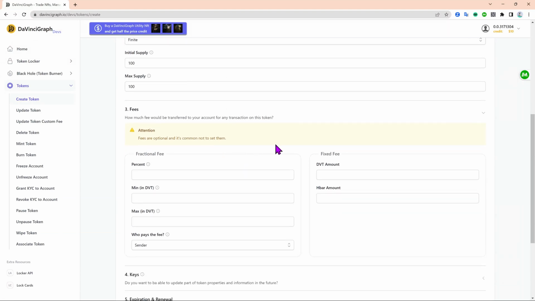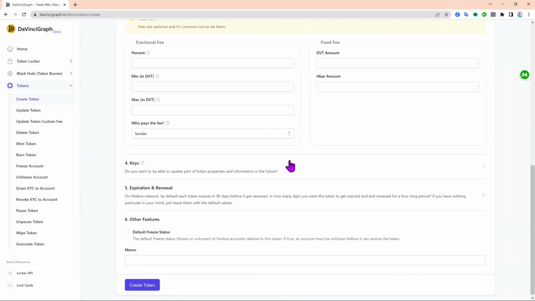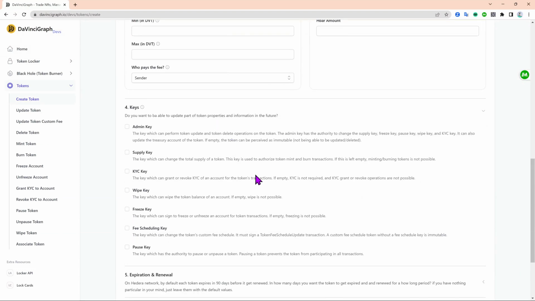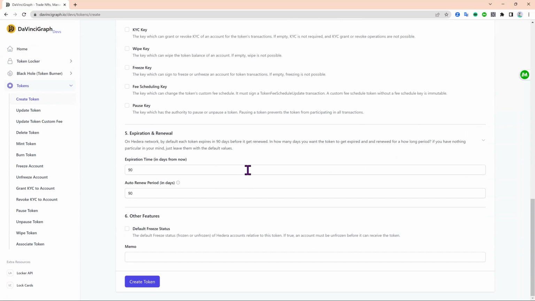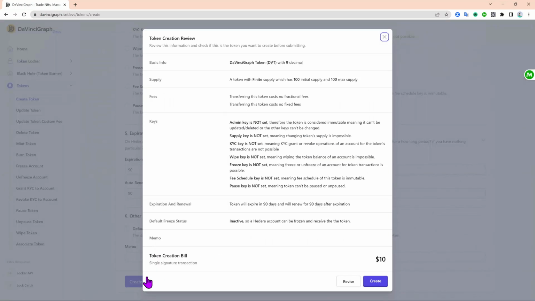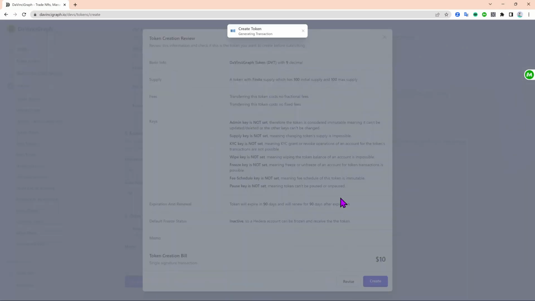Fees are optional, and it's common not to set them. Set any key you want for your gorgeous token. The renewal part is okay as it is. Smash create token. Smash create and confirm the transaction.